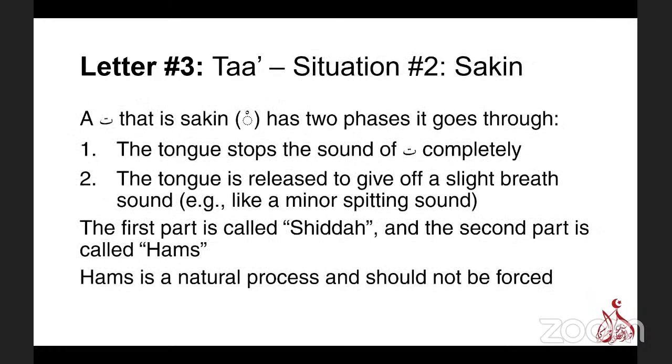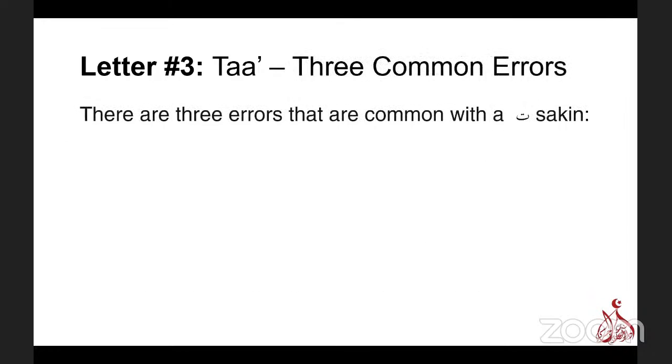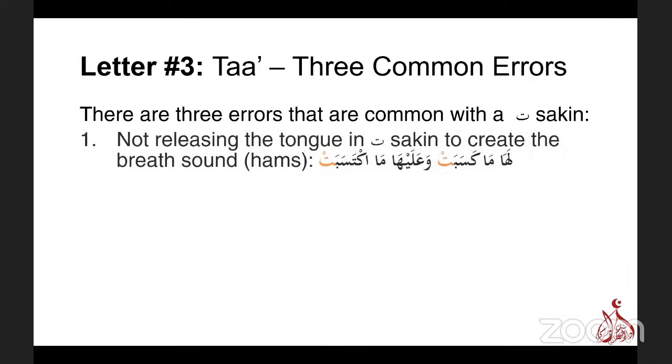So based on this understanding, I want to go through three different common errors that happen with the ta. They're not all connected to this, but they're somewhat connected. So there are three errors that are common with the ta that's wrong. Actually, it's not only when there's a ta sakin, there'll be one non-ta sakin situation too.